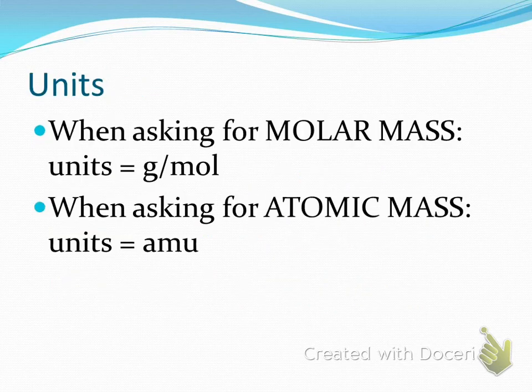Just a reminder that for molar mass, we use grams per mole. Atomic mass is AMU. Okay, so there's a difference there in terms of the scale we're looking at. AMU is one single atom, right? Molar mass is a whole mole of those atoms.